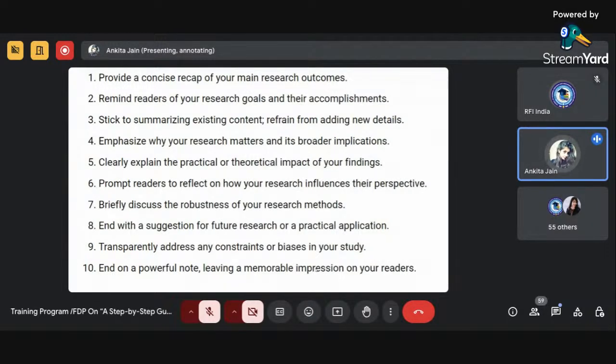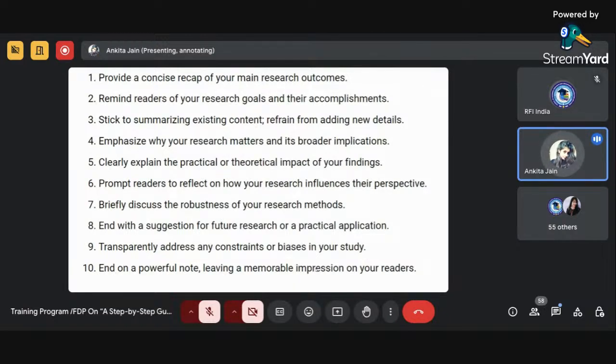Also, you should prompt the readers to reflect on how your research influences their perspective. After reading the conclusion, people should be able to judge whether whatever they had in mind about the study is true or not, whether their doubts have been cleared, and whether they have clarity over the mindset they had while they were reading this paper.